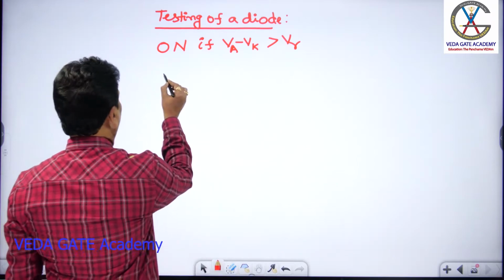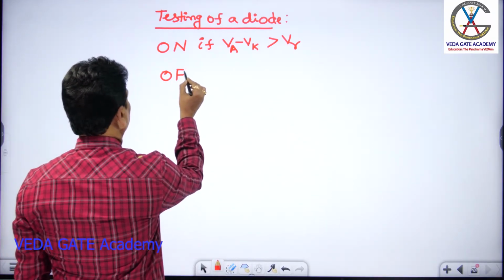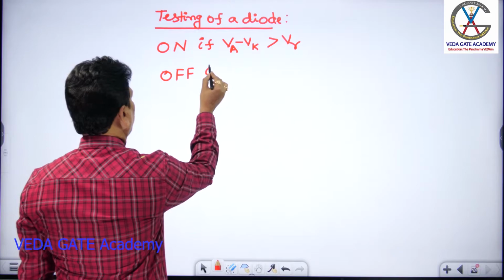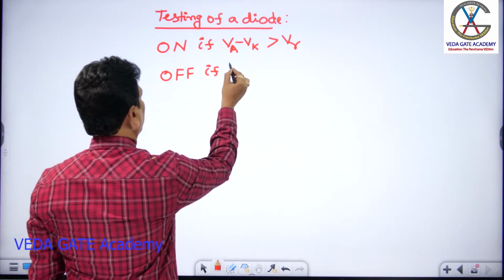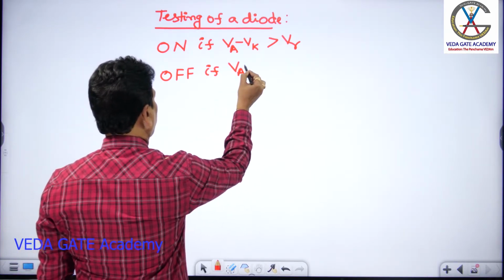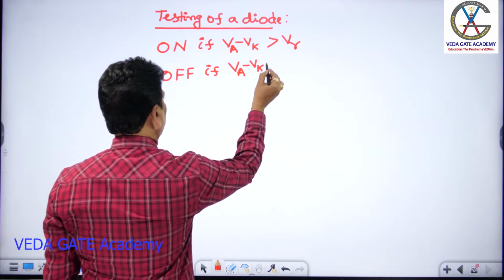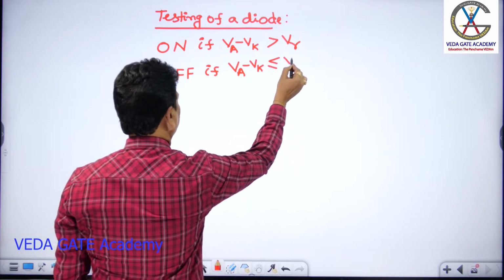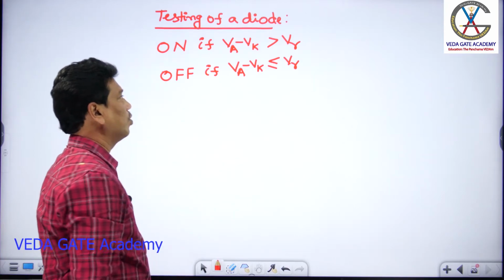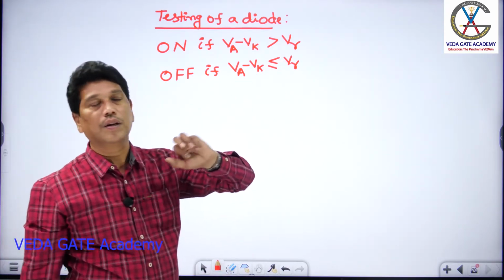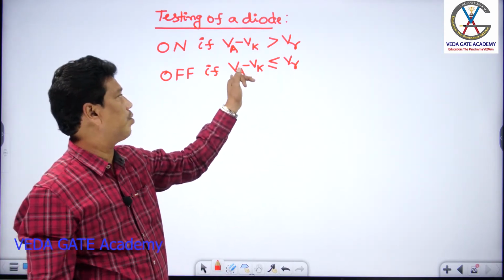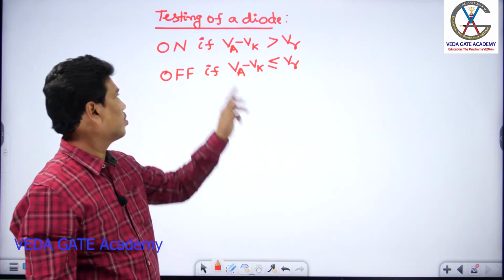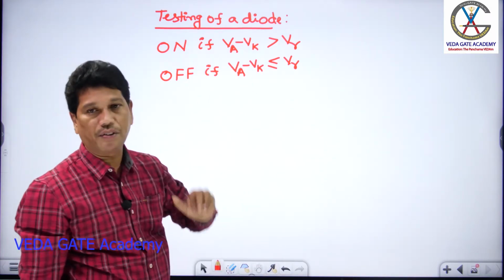The diode should be off if the difference potential, that is VA minus VK, is less than or equal to VR. If the ideal condition is taken, then VR should be 0. Means there, VA is less than or equal to VK. So that is the condition for on and the condition for off.